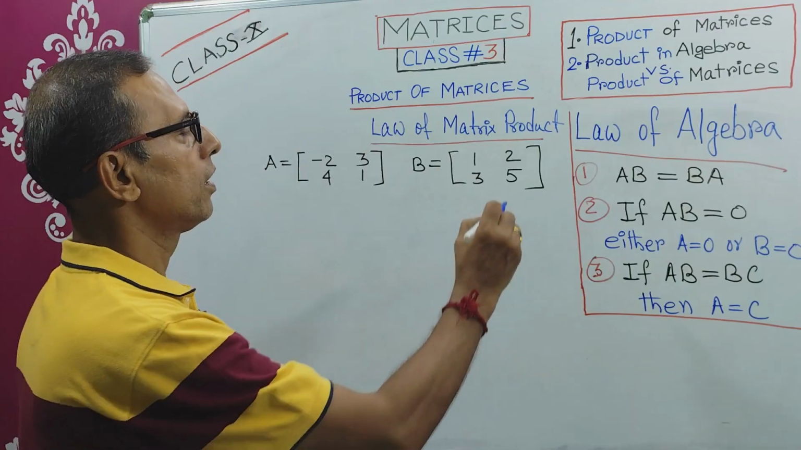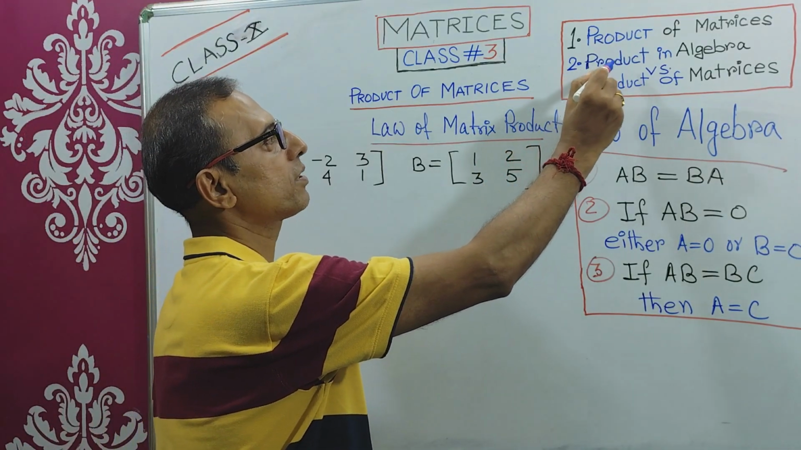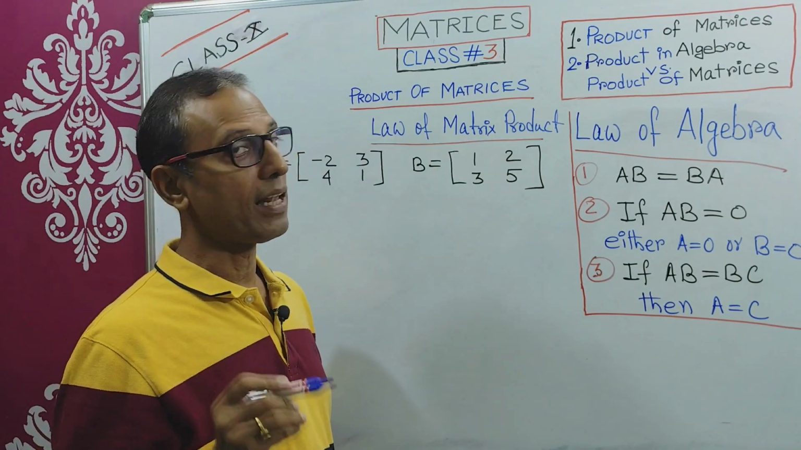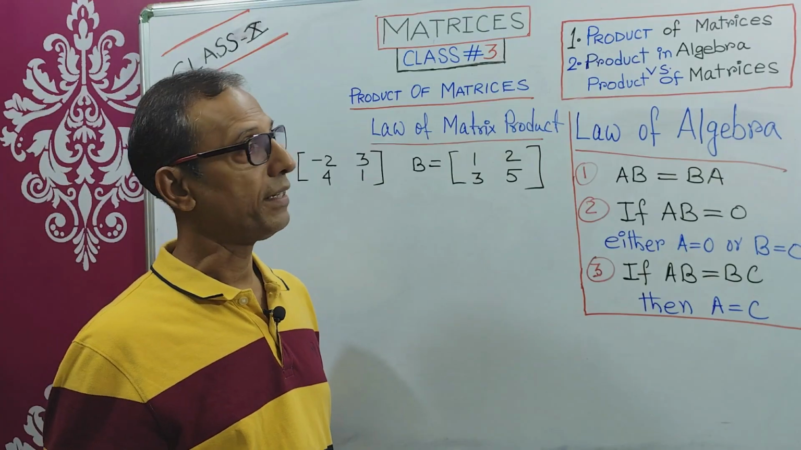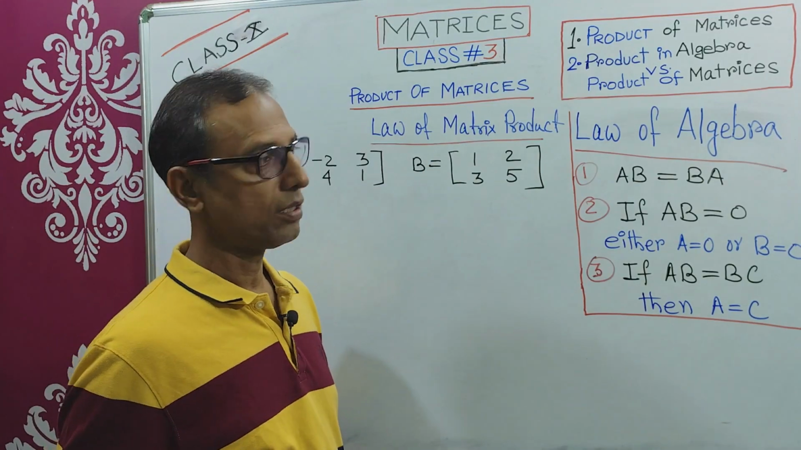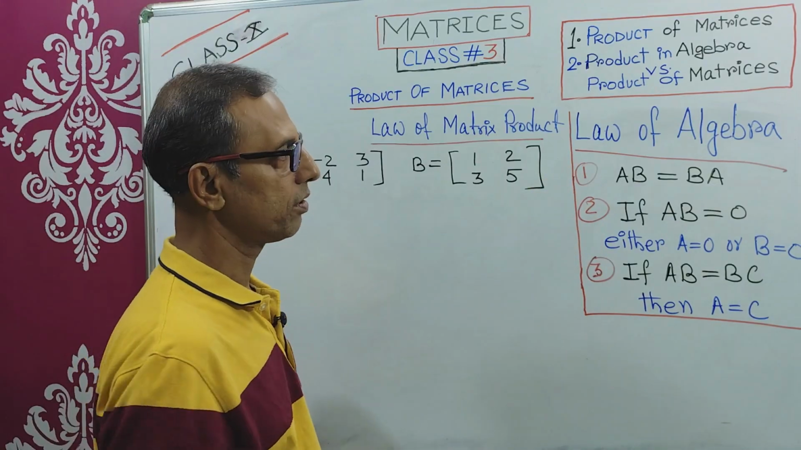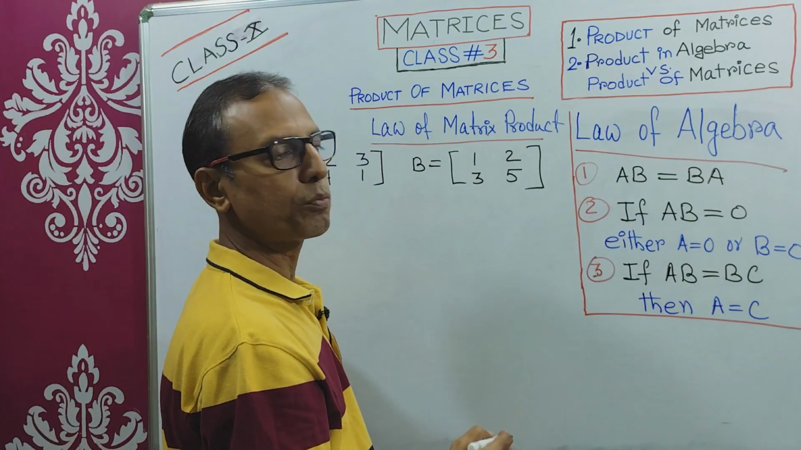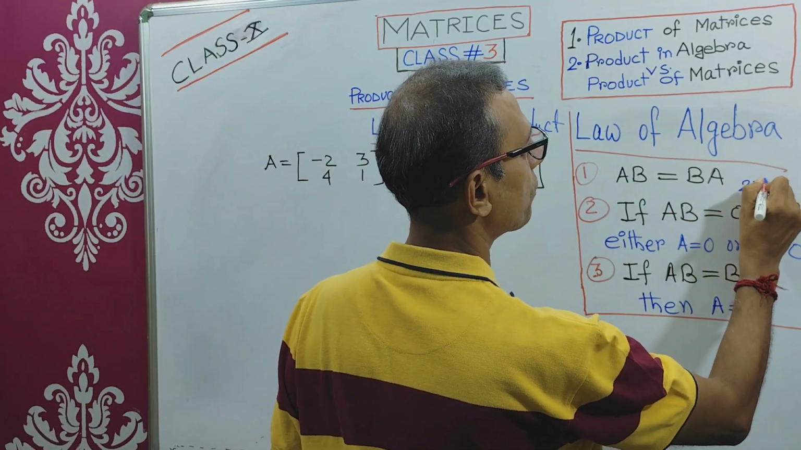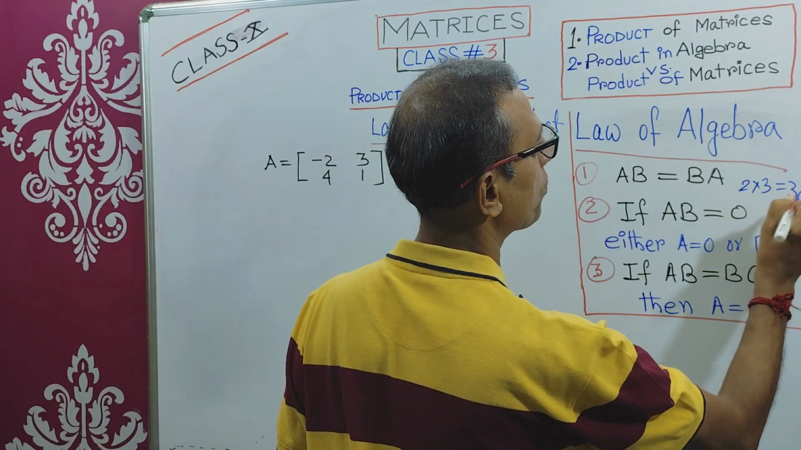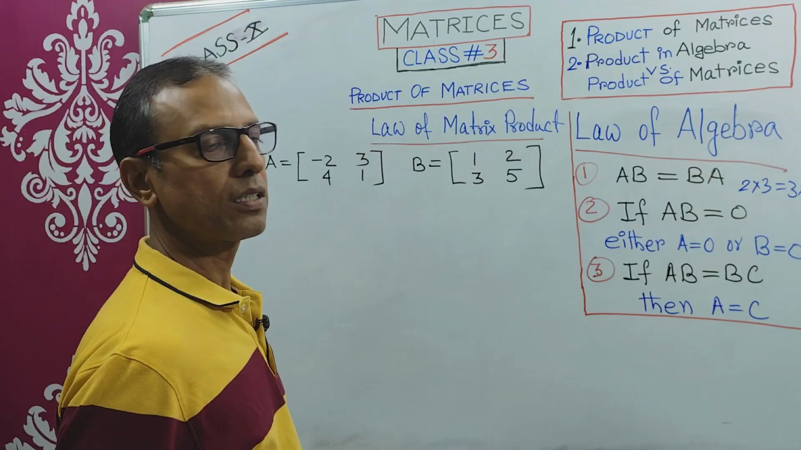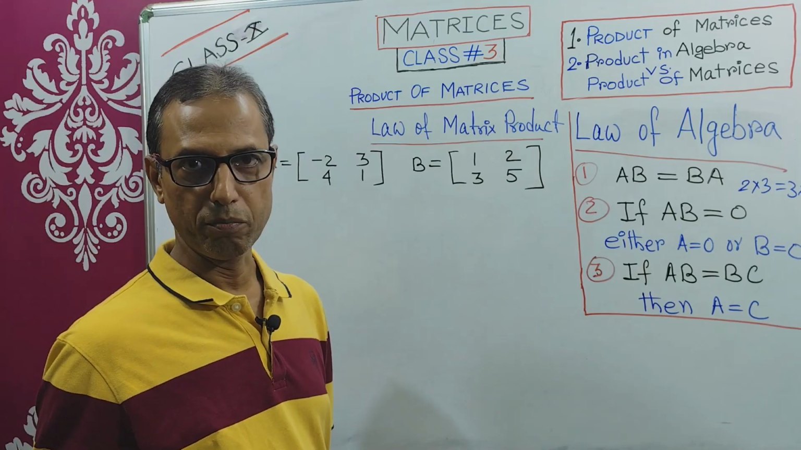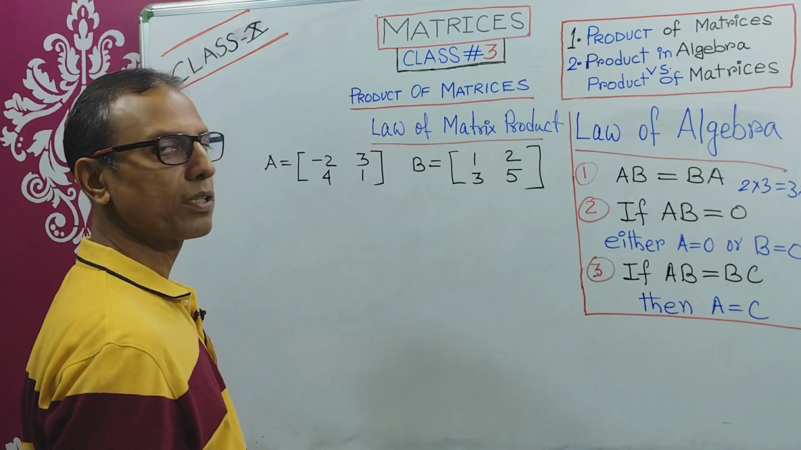Right? Okay. Now I'm coming to the second topic, product in algebra versus product of matrices. In algebra, what we know doesn't work in case of product of matrices. 3 of the basic things I will show you first, right? In algebra, we know if AB equals BA, that means 2 into 3, 6 equals 3 into 2. We know that. But in matrix, it is not so. AB not equals BA. It may be, may not be. So AB not equals BA, right?